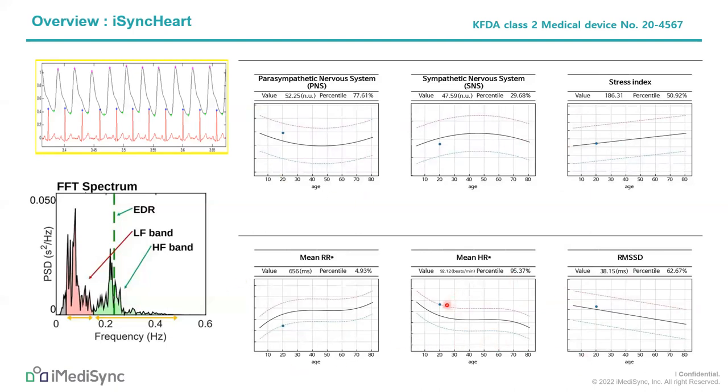The blue dot shows the subject data on each normative developmental curve. This is the iSyncHeart normative database and a sample analysis result.